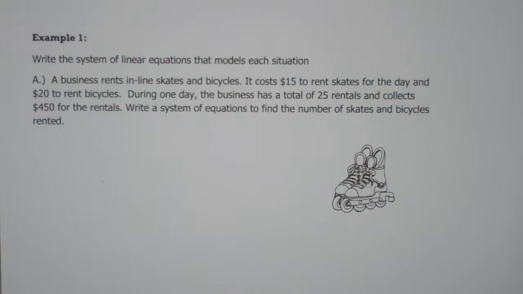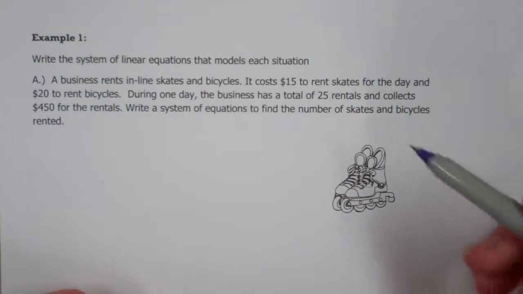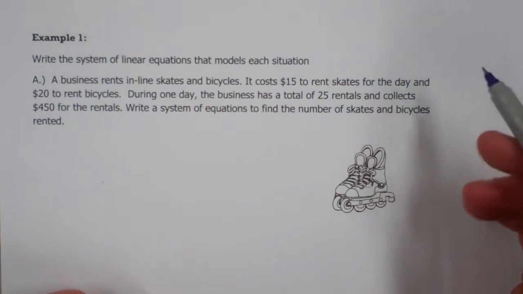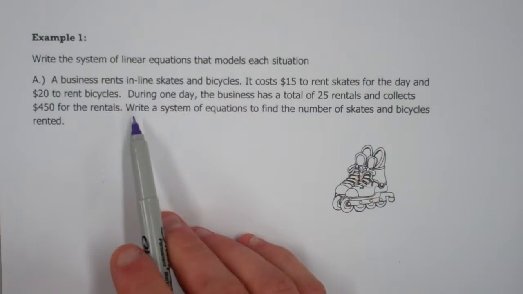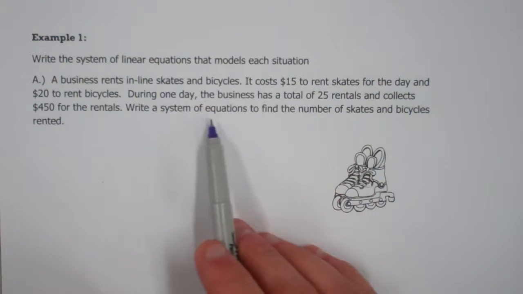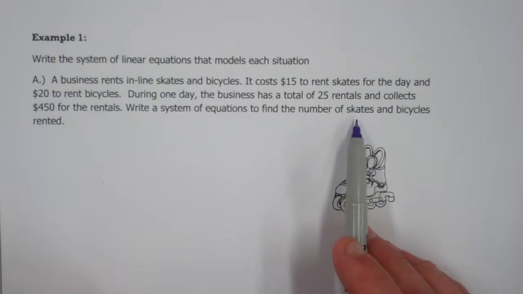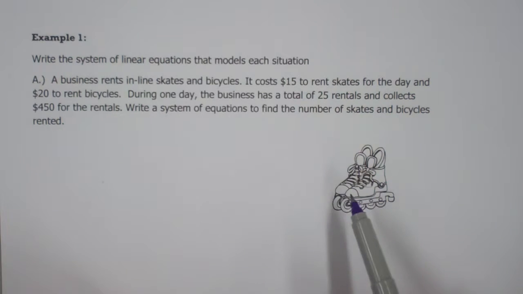In example 1, we're going to write the system of linear equations that models each situation. This is a word problem. One thing that I like to do sometimes when I'm reading a word problem is to read the last sentence first. Then when I read the entire problem, I have a purpose and I know what information I'm looking for. So let's read the last sentence first. We're going to write a system of equations to find the number of skates and bicycles rented.